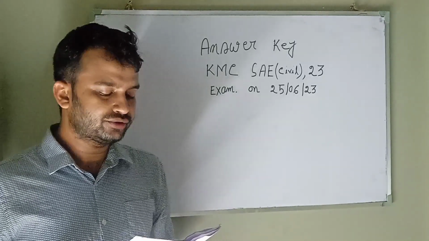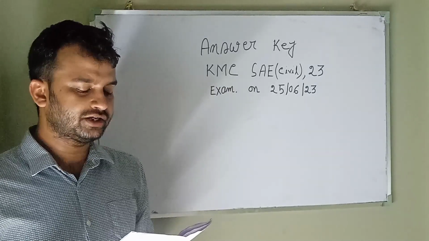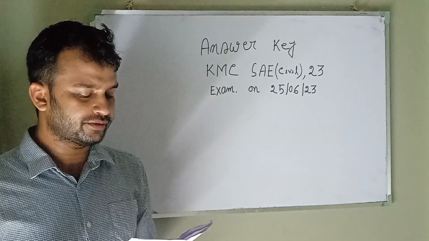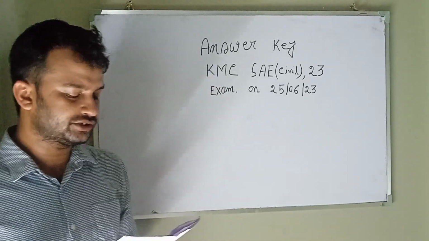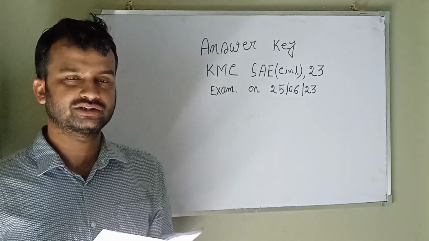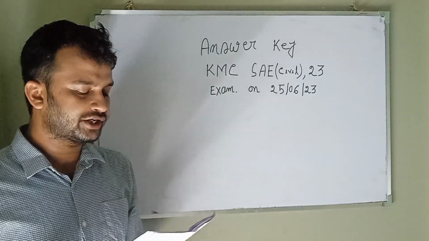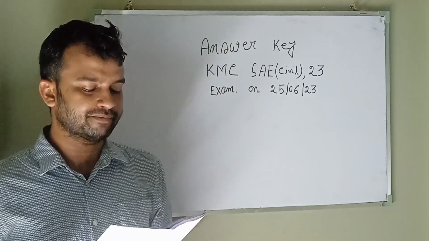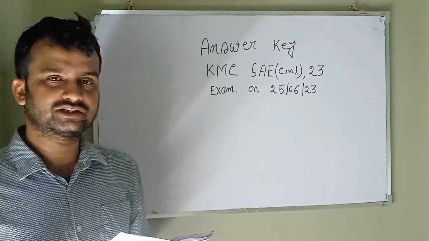Next question number 32. In a barrage, the crest level is kept. Option A, low with large gates. Option B, high with no gates. Option C, high with large gates. Option D, low with no gates. The correct answer is option A, low with large gates. In barrage, the crest level is always kept low with large gates.